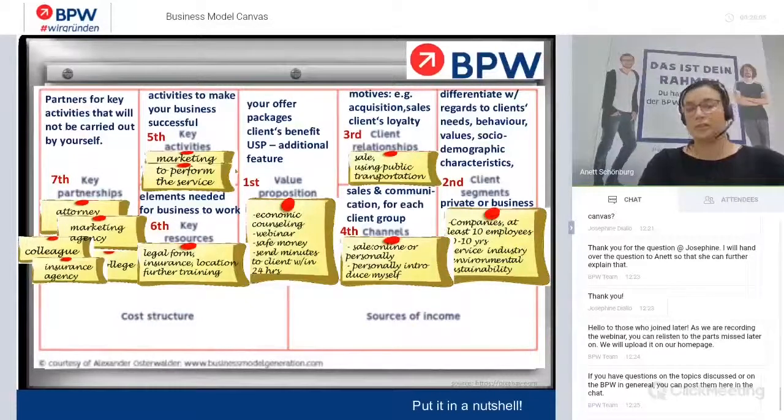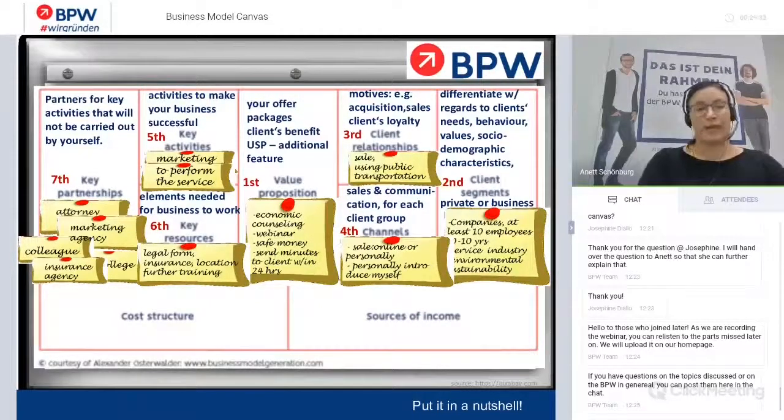Key questions on key partnerships may be: Who are your key partners? Which key resources do you procure from your partners? Which key activities do your partners perform? Which partners can you assist in the implementation of sustainability requirements?